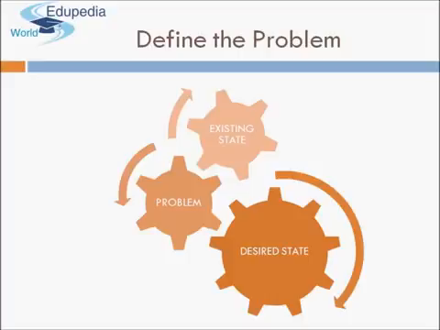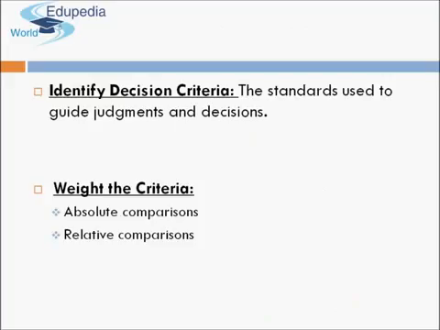Defining the problem is from your existing state you want to go to the desired state. That is the problem which you define. Once you've done this, the second is identifying decision criteria, the standards used to guide judgments and decisions. As I told you, there are different decision criteria, as I mentioned in the college example, like your faculty, placement, and everything.